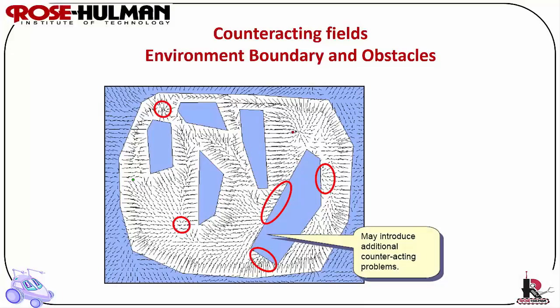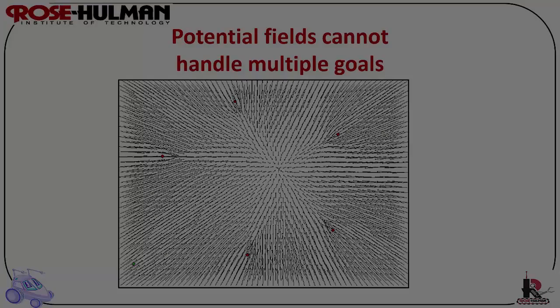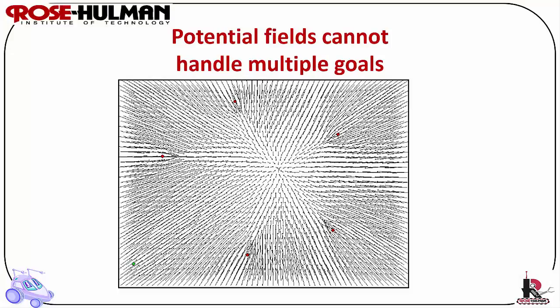There can also be counteracting fields. Another challenge with potential field path planning is counteracting fields. When there are too many boundaries or obstacles, some of the attractors and repel vectors may start to cancel each other out. Depending upon the strength and number, noise or a timer or a state machine may or may not correct for this problem. Potential fields cannot handle multiple goals due to the aforementioned challenges of local minima and counteracting fields.